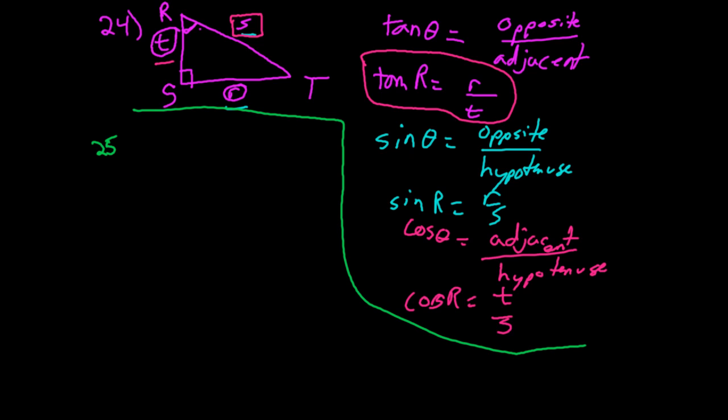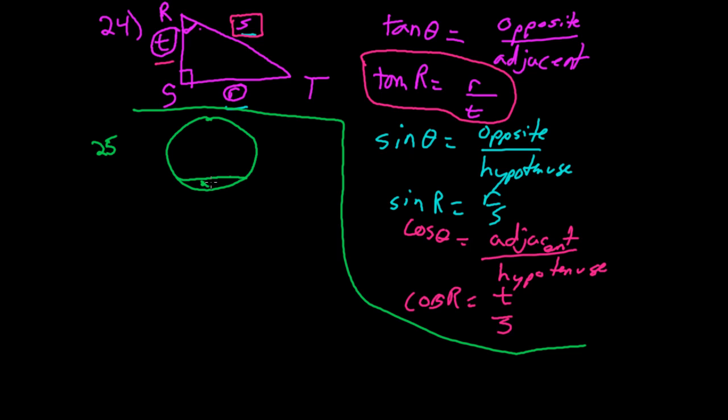It says, a chord 24 inches long is 5 inches from the center of a circle, as shown below. I'll draw the circle as best as I can. So there's a circle like this, and then there's a chord that goes across. That's supposed to be a straight line.